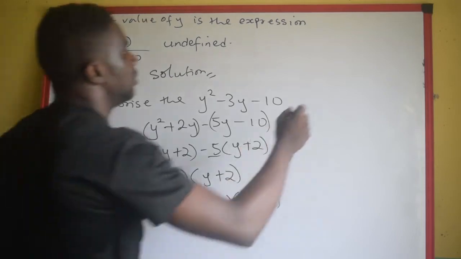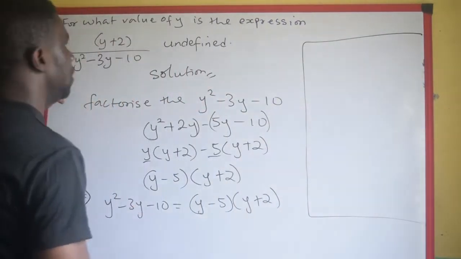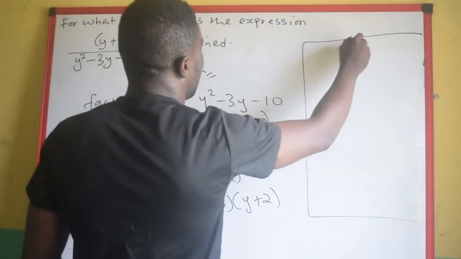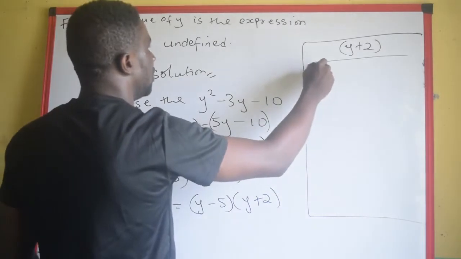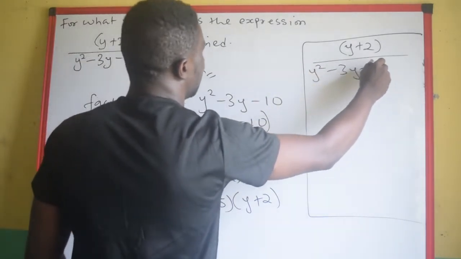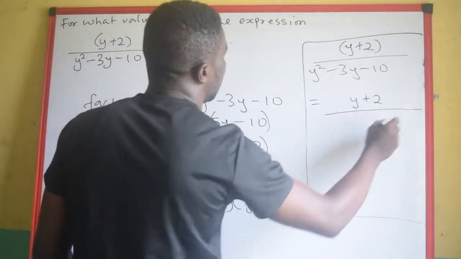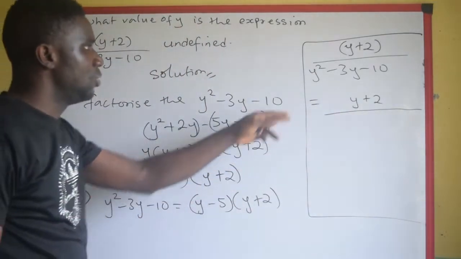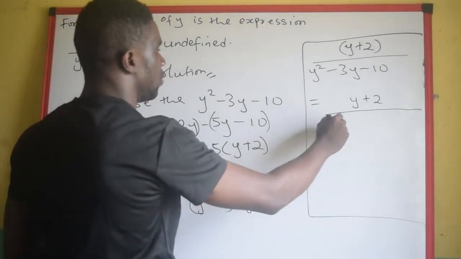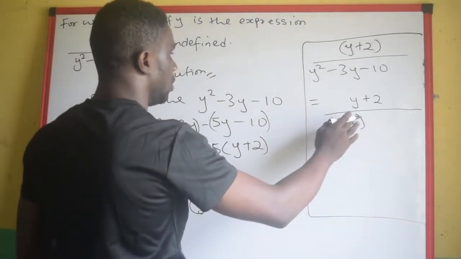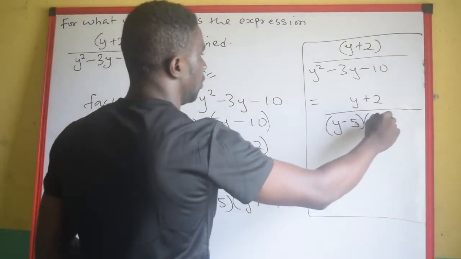So in a nutshell, this question, y plus 2 all over y squared minus 3y minus 10 is the same thing as saying y plus 2 all over, I will now use this to replace this. We're going to get y minus 5, and y plus 2.